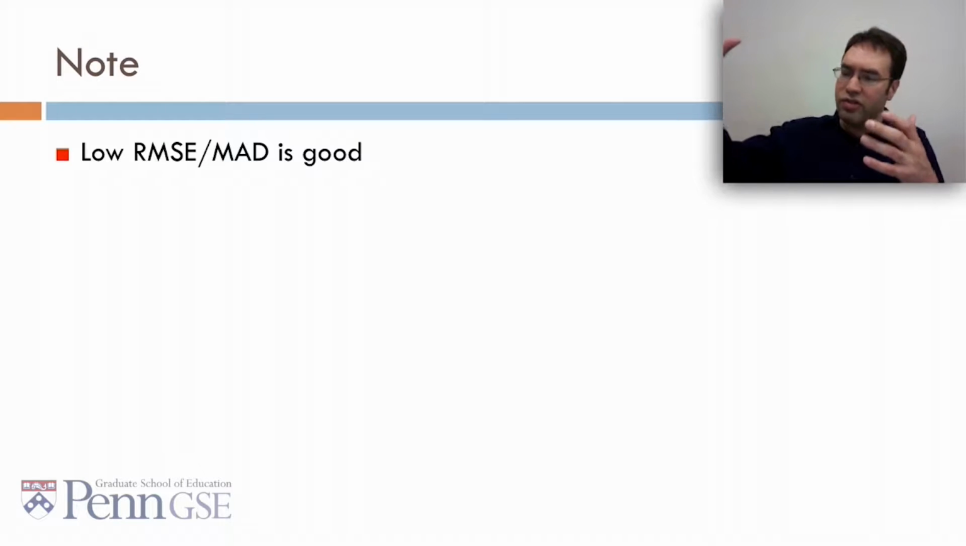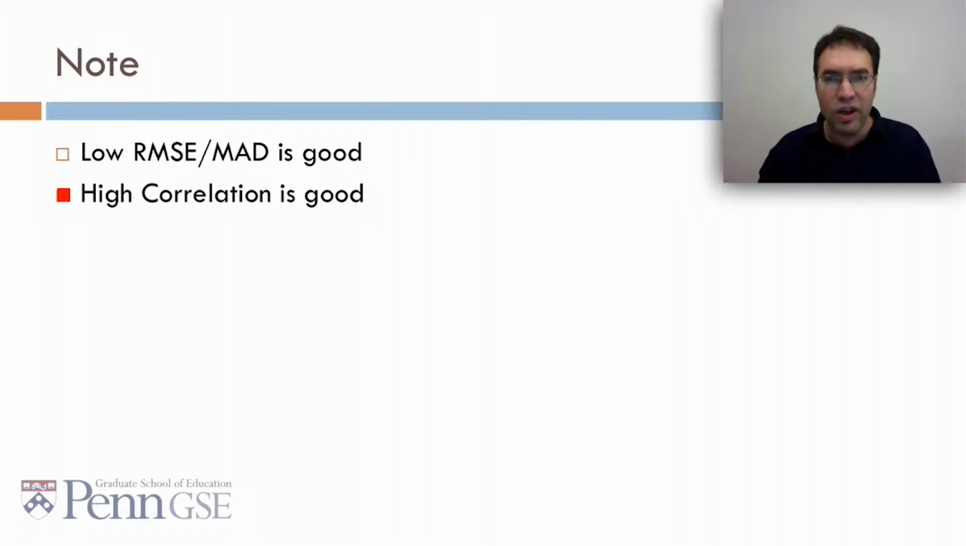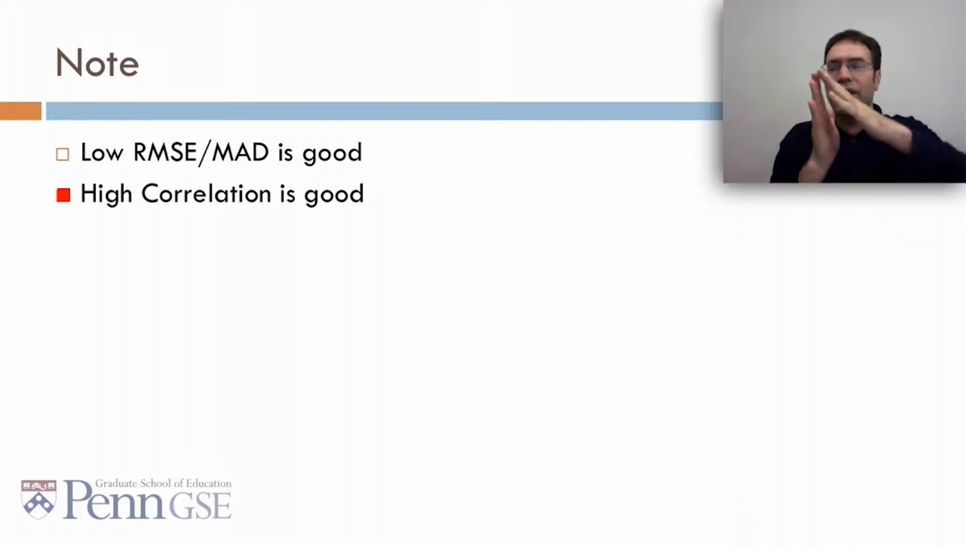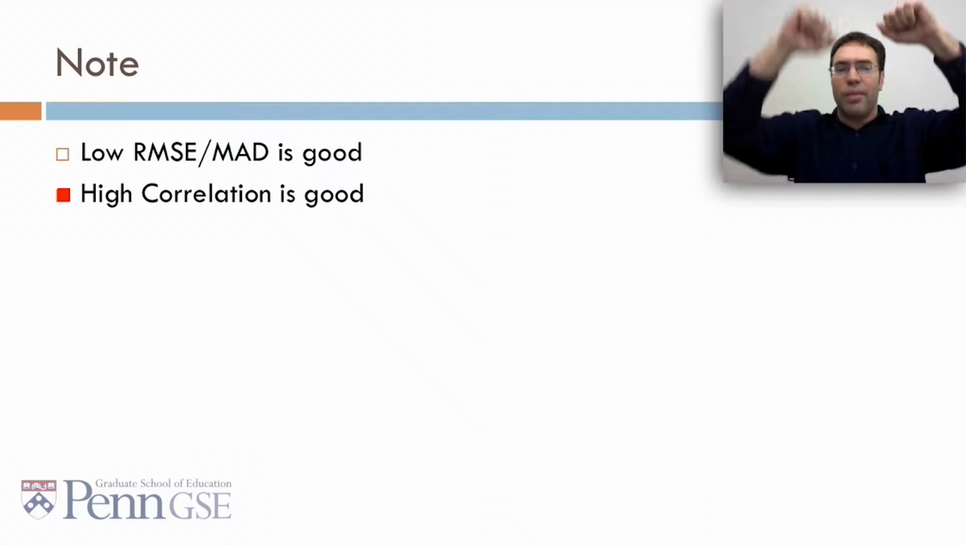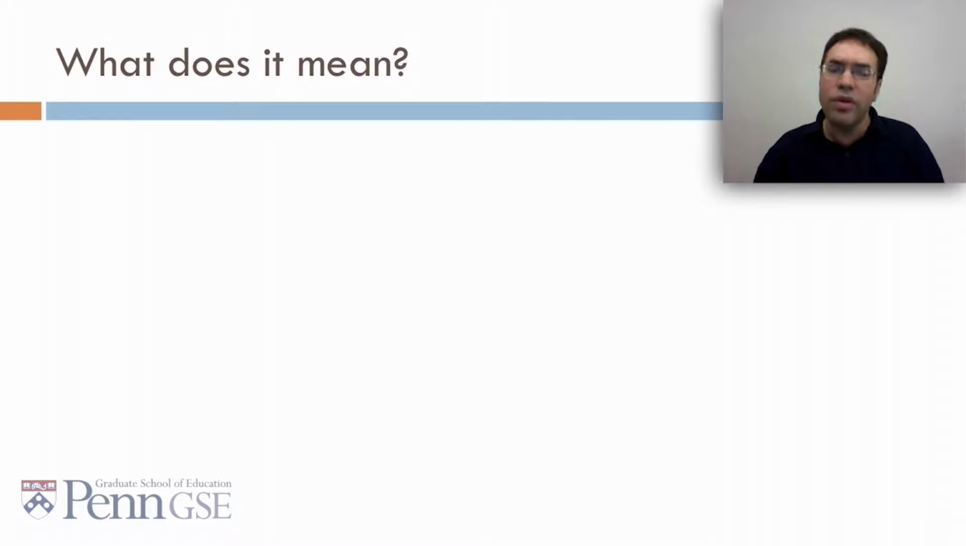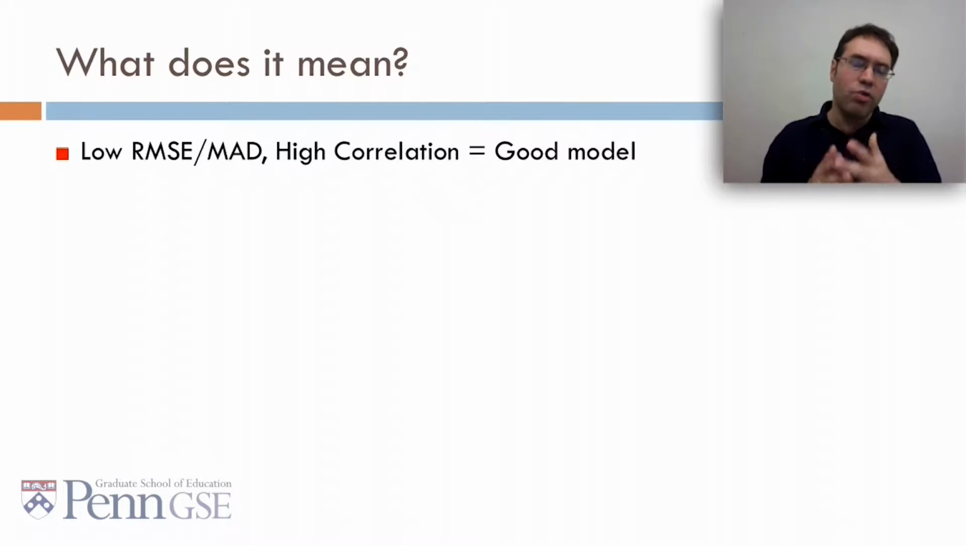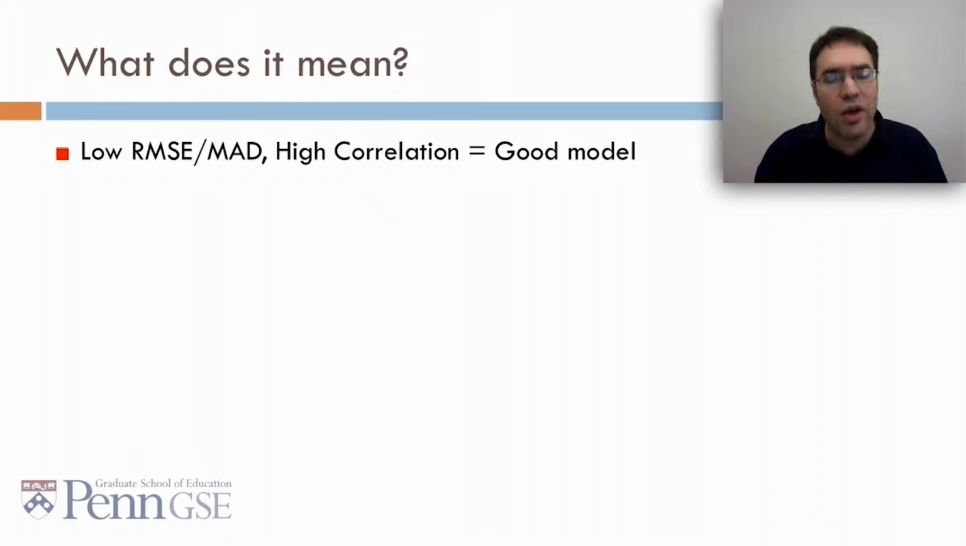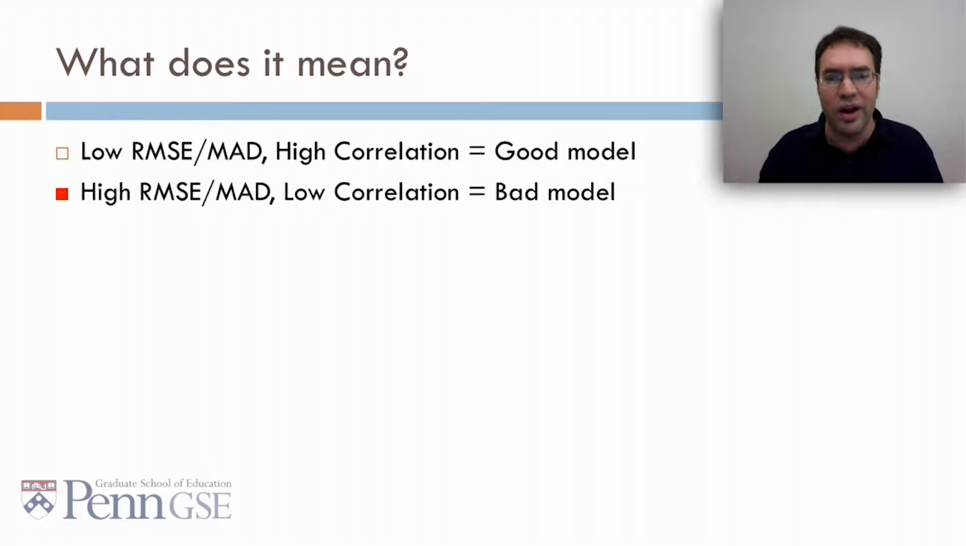It's worth noting, low root mean squared error and mean absolute deviation is good. You want less deviation from the values. High correlation is good. You want, if yours goes up, the other one goes up. If yours goes down, the original data goes down. What does it mean? Well, a low root mean squared error, mean absolute deviation, and a high correlation means you got a good model, and you can kind of go thumbs up and you're happy. A high root mean squared error, or mean absolute deviation, and a low correlation means you got a bad model.